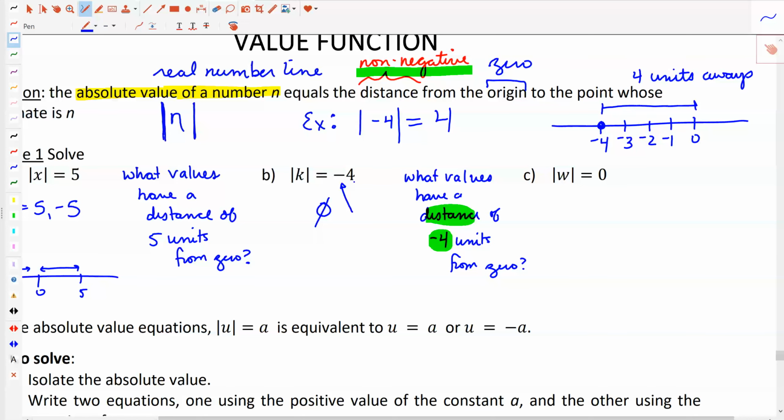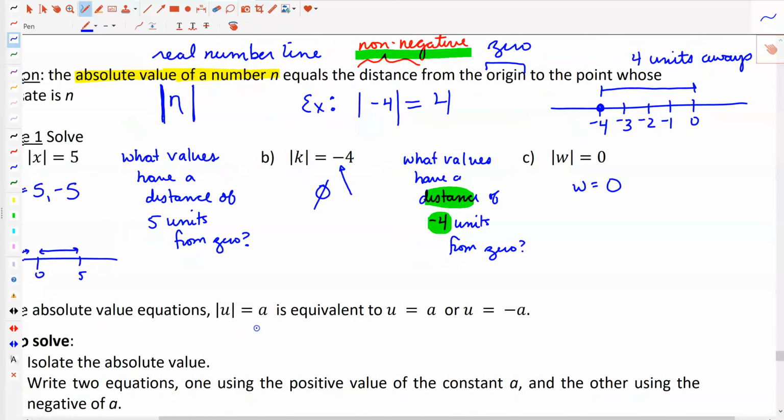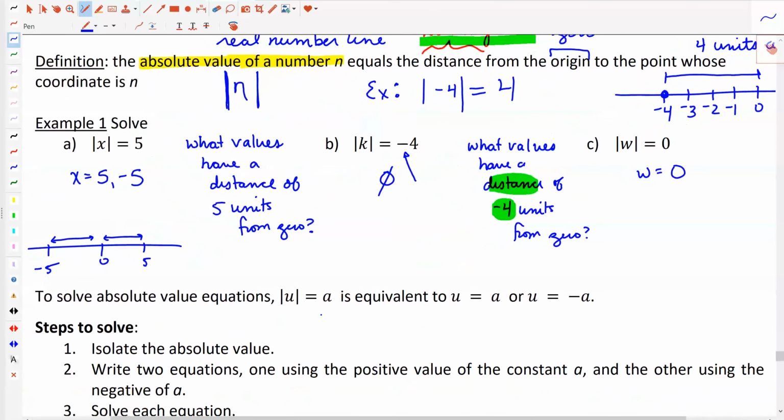Last example. The absolute value of w is equal to 0. This is asking me what values will have a distance of 0 units away from 0. Kind of a silly question. Who is no units away from 0? It's going to be 0 itself. So the value I can put in for w is 0. So we're seeing for these absolute value equations, we could either have 2 solutions, 1 solution, or no solutions, depending on what's going on inside the problem.